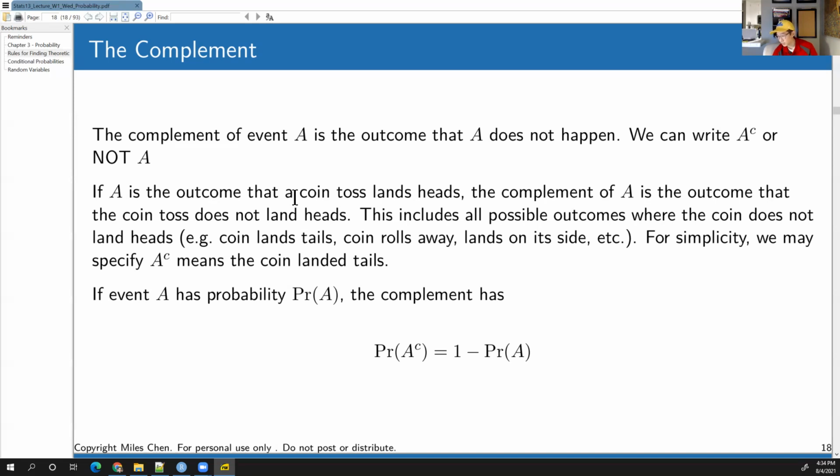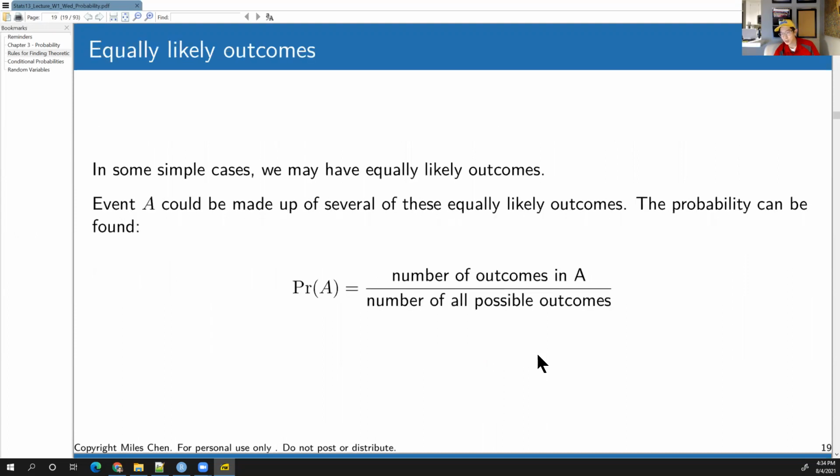But for simplicity, we can just say, you know what, A complement means the coin lands tails, right? And we're just going to ignore anything else. We're going to ignore the possibility that the coin lands on its side or something like that, right? So anyway, if we have event A, the probability of A complement is equal to 1 minus the probability of A. And that makes sense because if you've got an 80% chance that something happens, you're going to have a 20% chance that it doesn't happen, right? Basically, you just do 1 minus that thing.